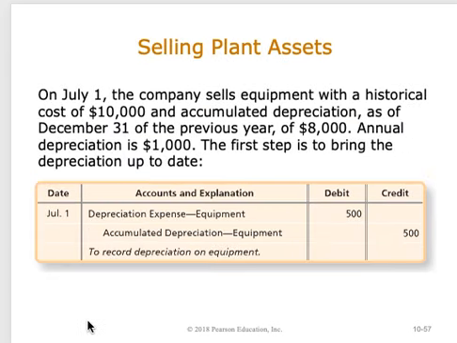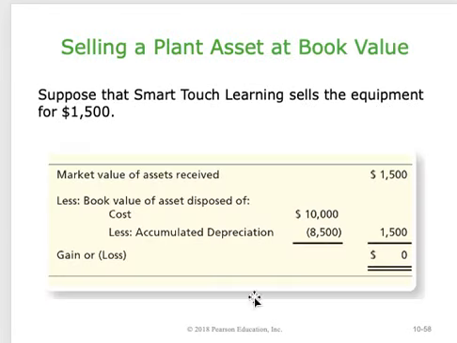All right, here's another problem. This time we're going to sell the plant asset. On July 1st, the company sells equipment with a historical cost of $10,000 and accumulated depreciation of $8,000. Annual depreciation is $1,000, and the first step is to bring depreciation up to date, which we just did. July 1st, half a year of depreciation. Now accumulated depreciation is going to be $8,500. The book value is $1,500. Suppose we sell this equipment for $1,500. That's an even exchange, so there will not be a gain or loss.